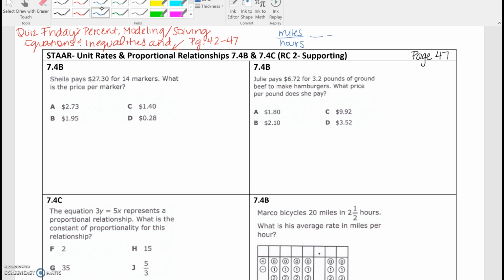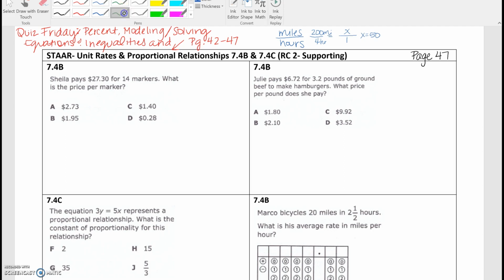I said I traveled 200 miles in 4 hours. So how far did, or how many miles did I go per hour? Okay, so 4x equals 200. 200 divided by 4 would be x is 50 miles per hour. Okay, so that's the type of problem that unit rate is.